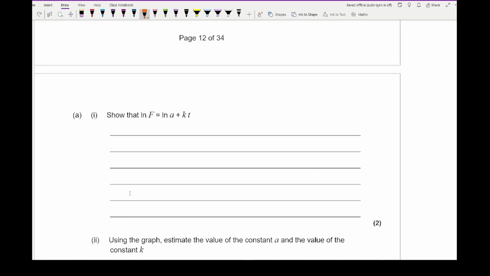So for this particular question, what we need to write is f equals, now if I take the original formula of a e to the power of kt, then if I take the ln of both sides, I end up with ln f equals ln a e to the kt.